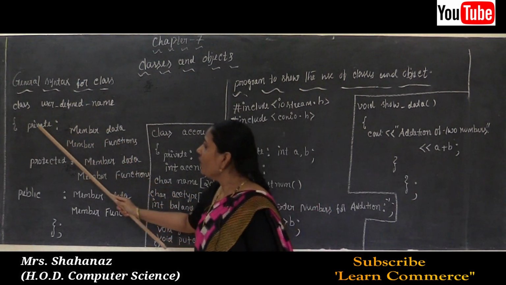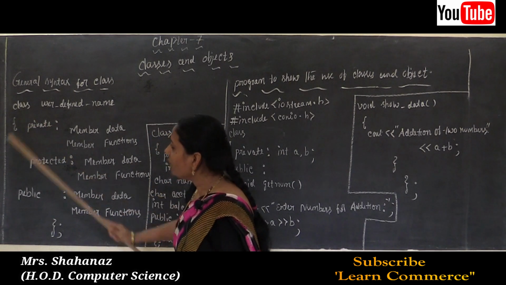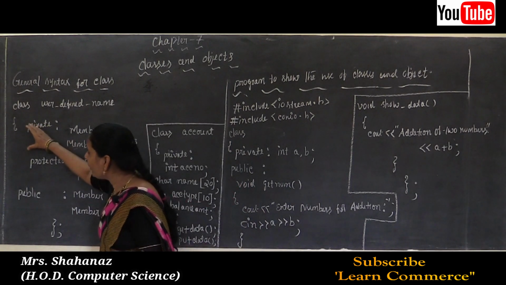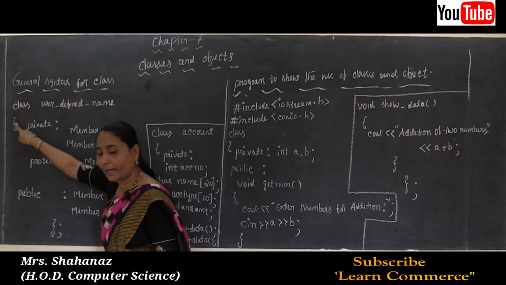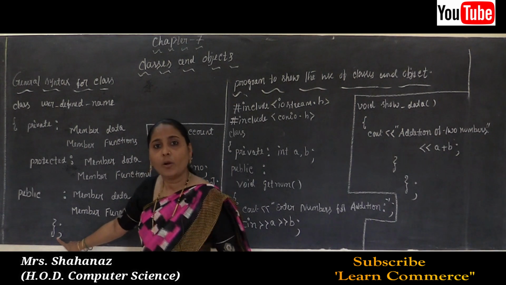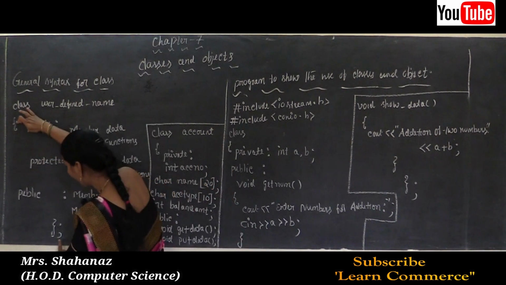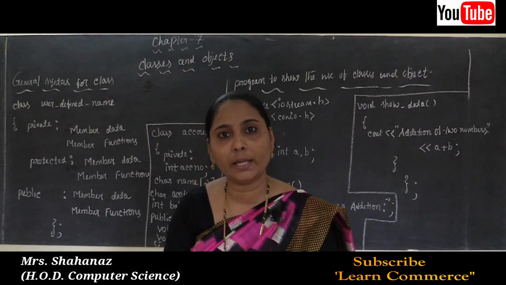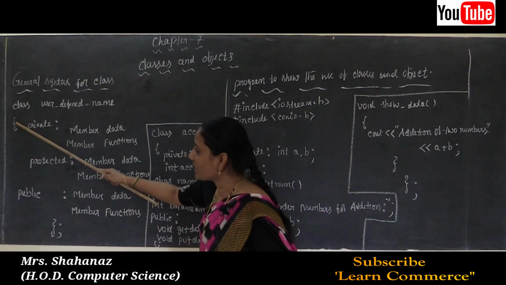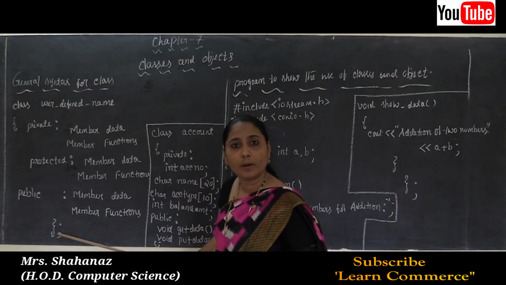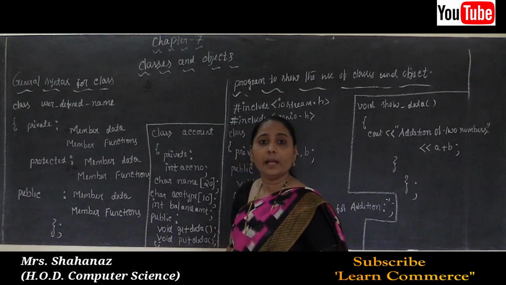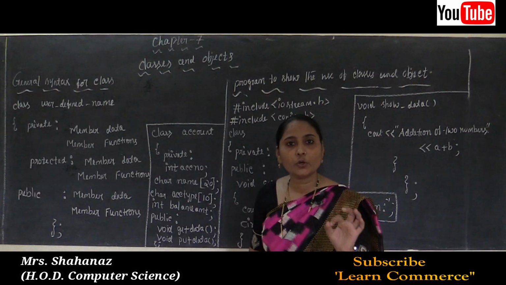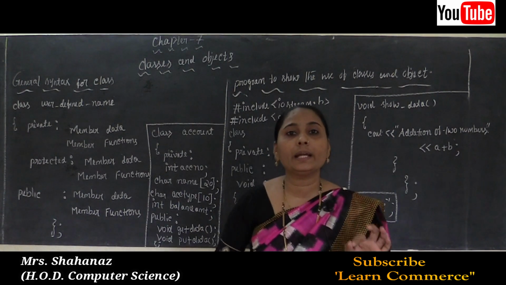And here we can say the class body. Which one is called the class body? Whatever you write from the opening of the flower bracket to the closing of the flower bracket with the semicolon is called the class body. The class body is enclosed in a pair of flower brackets, and it contains the declaration of its members.